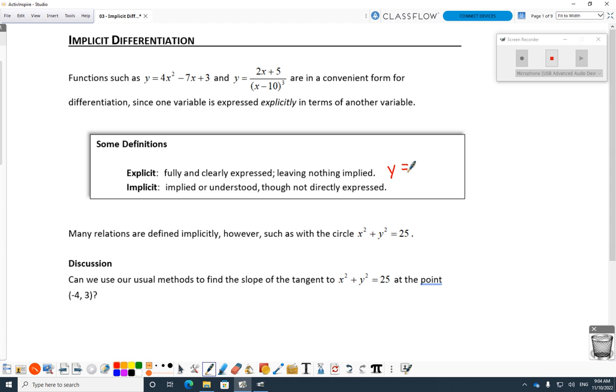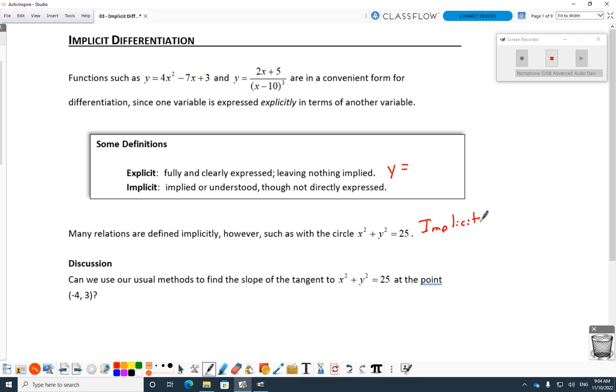Now we have seen at least one implicit one before when we looked at circles, x squared plus y squared equals 25. Do you see that if I gave you the x value, you could figure out the y value, but it doesn't say y equals. So that's the difference. This one is implicit, not explicit. And apparently that's what today's about, is how are we going to find the derivative of ones that are implicit?